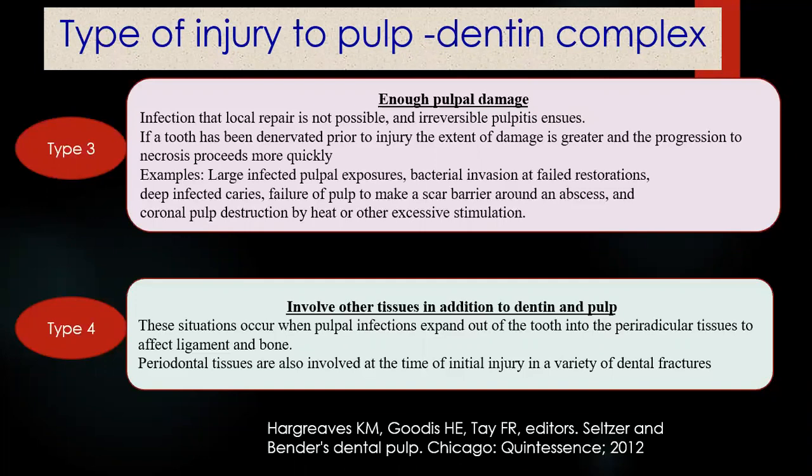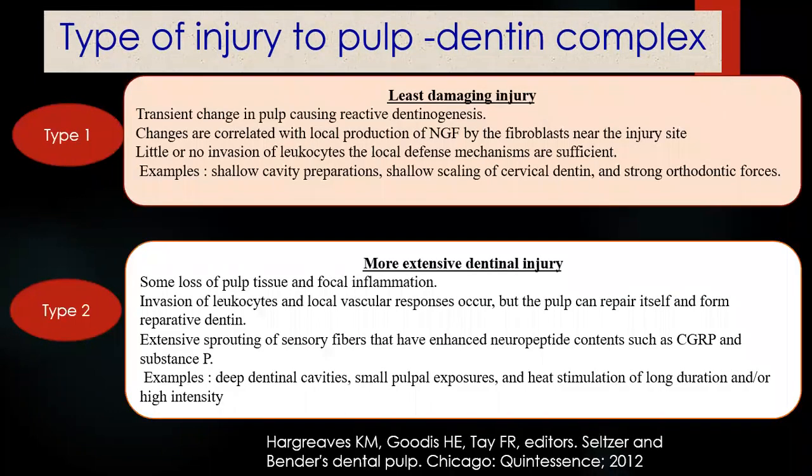In type 4, even the periodontal and periradicular tissues are involved, other tissues in addition to the dentin and pulp. So these are the irreversible stages of pulpitis, where we have to go for root canal treatment. However, in cases of type 1 and 2, we may consider restorations or vital pulp therapy.